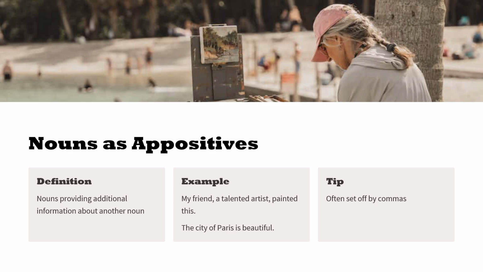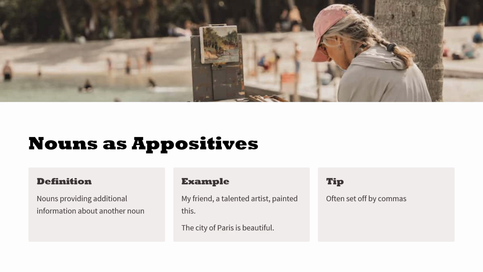As a definition, an appositive is a noun or noun phrase placed directly next to another noun. Its purpose is to provide additional information, explanation, or clarification about that noun. Appositives can make your writing more detailed and also more informative while keeping it concise. Let's go through some examples to illustrate appositives in action. In the first sentence: my friend, a talented artist, painted this. In this sentence, a talented artist is the appositive. It provides more information about the noun, which is my friend. Notice how it's set off by commas, which is typical for appositives that add non-essential information.